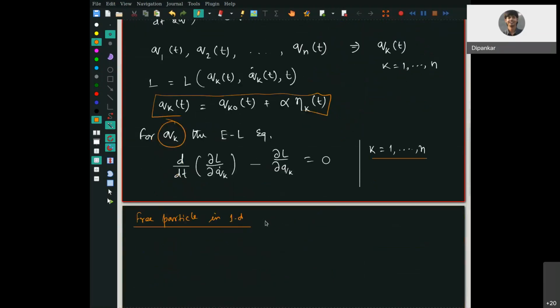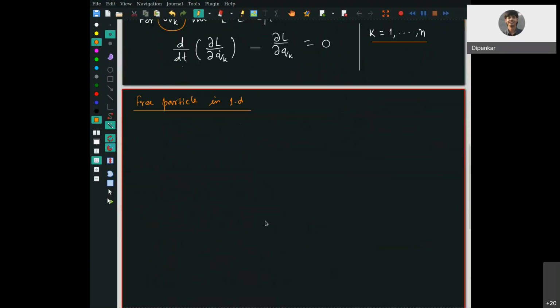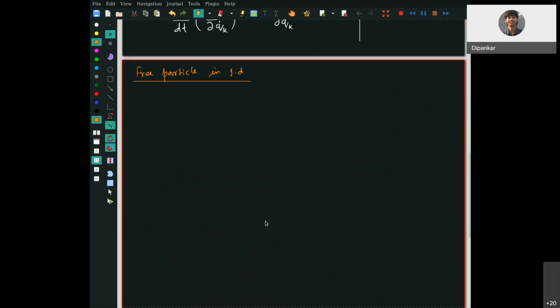All right, anything else? No, sir, fine. Okay, great. So now let us take the free particle in one dimension.